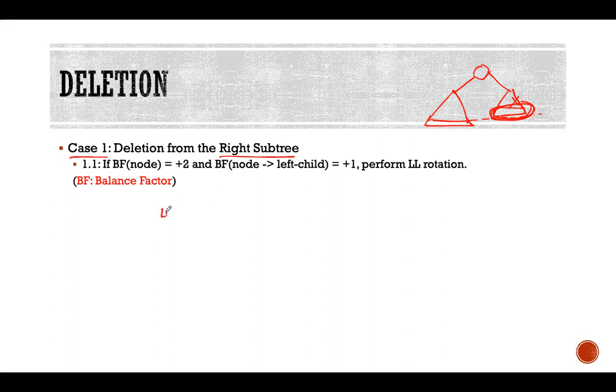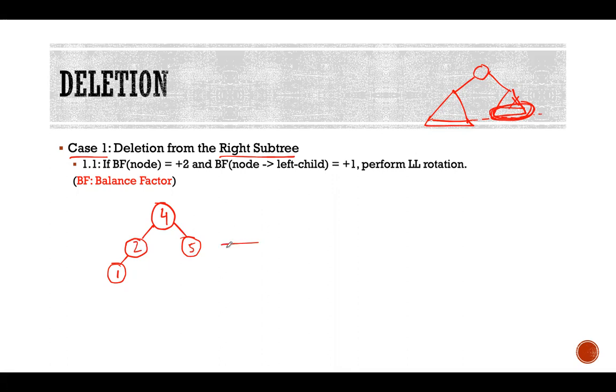Let's see, we're going to find something like that. Let's say we have a tree, something like that. Okay, so this tree is balanced. This tree is balanced because for every node the balance factor difference is 1.